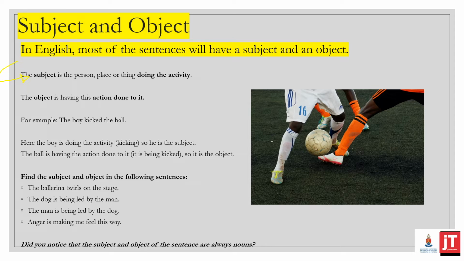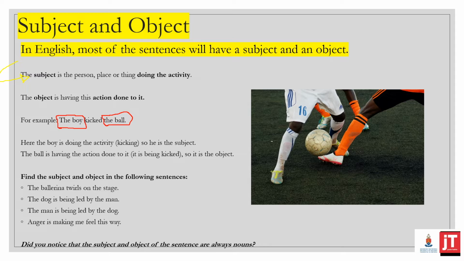Okay, so for example, the boy kicked the ball. In this example, the boy is the subject. The boy is actually doing an action. And that is why it is the subject of the sentence, because that's what we're talking about. We're talking about what this noun, what the subject is doing. And then the ball would be considered the object, because the object is the person, place, or thing, the noun that is having an action done to it. It is the object in the sentence.